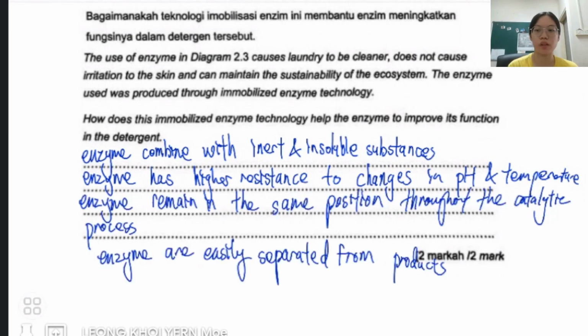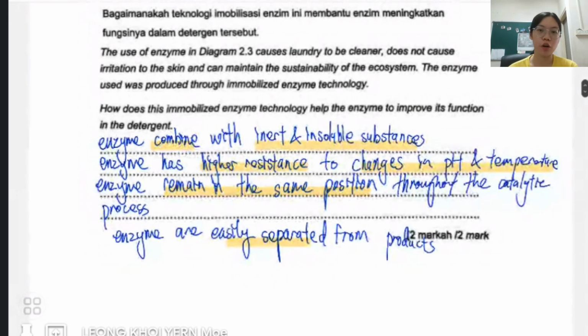So these are the most important points for you to mention when it comes to enzyme immobilization technology that we learn in the SPM syllabus. You combine it with inert and insoluble substance so that it has higher resistance to change in pH and temperature. Then this enzyme will remain in the same position throughout the whole catalytic process. And other than that, the product and the enzyme are easily separated. Ta-da! These are the 4 points for you.